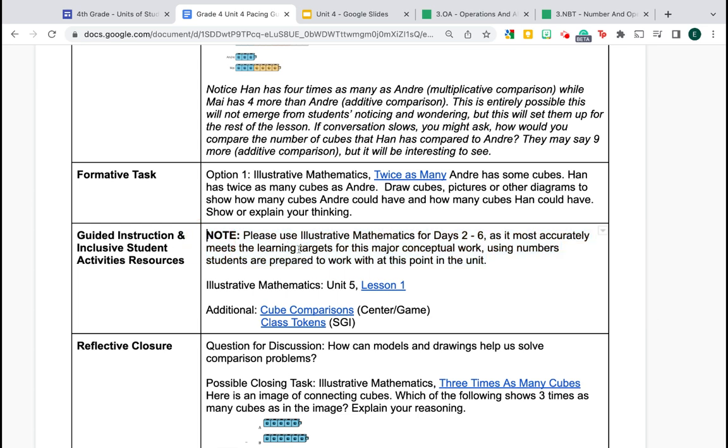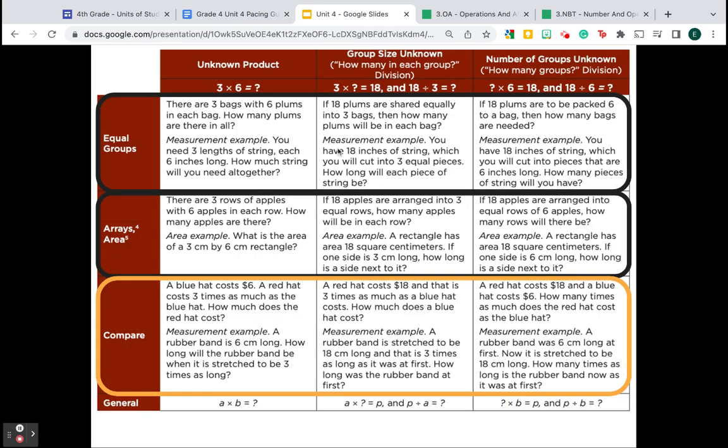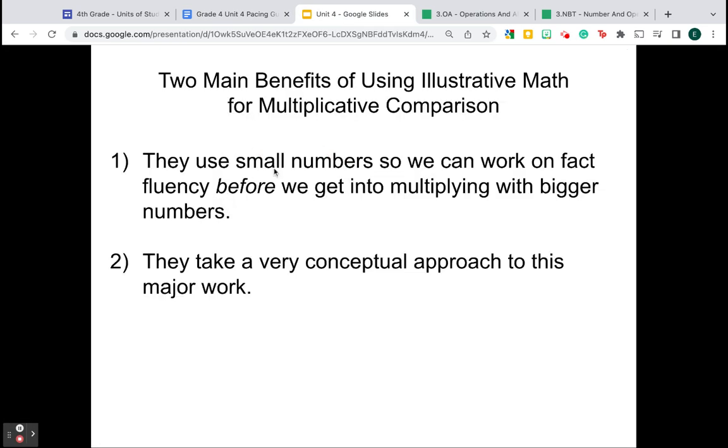And I first want to mention that I realize that this is an added barrier, an added challenge using Illustrative Math as opposed to Envision and Expressions. And if you want to use Envision or Expressions, you're welcome to do so. But there are 2 really important reasons why we think that IM is a better choice. The first reason, if you look here, is about the size of the numbers.